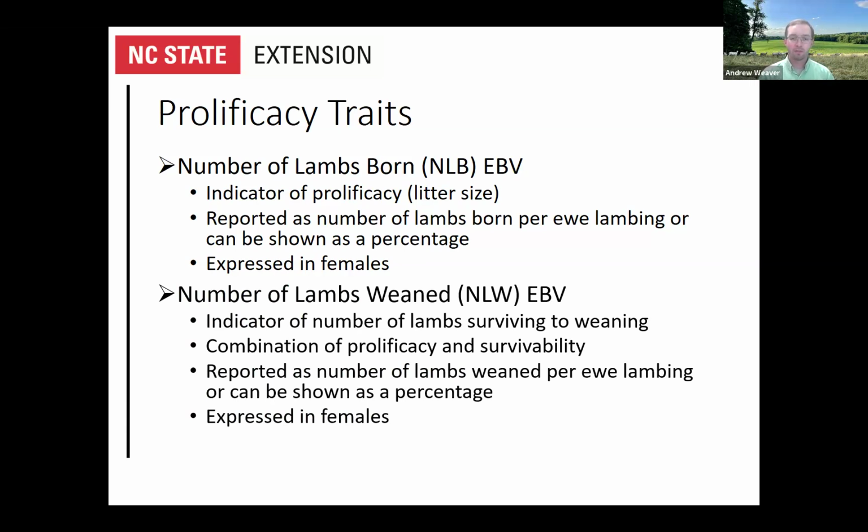And so number of lambs weaned typically receives a lot more emphasis than the number of lambs born. It combines that prolificacy and survival, as I mentioned, and is reported as the number of lambs weaned per ewe lambing. It can also be reported as a percentage, and this also is expressed in our females.